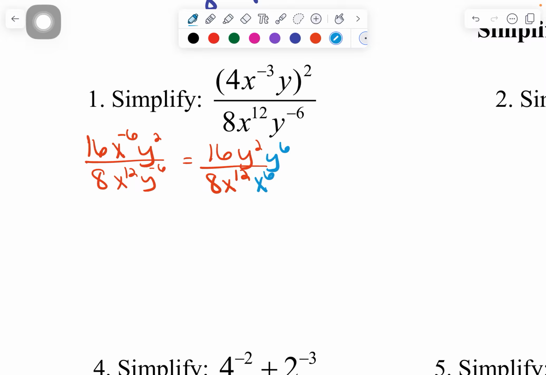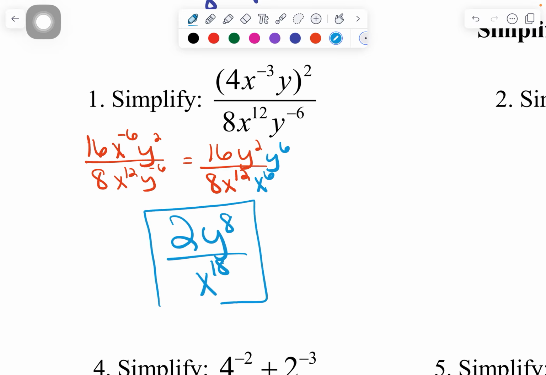So we're going to simplify here. 16 over 8, that simplifies to just 2. All of the y's are up in the numerator, and that's a total of 8 of them. All of the x's are in the denominator, and that's a total of 18 of them. All right, so that's the simplified version for question number 1 there.